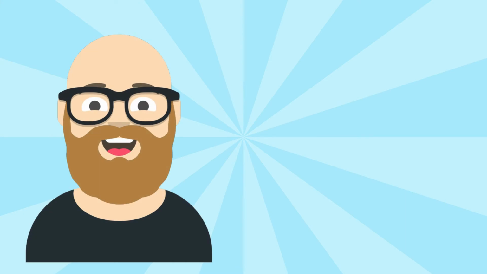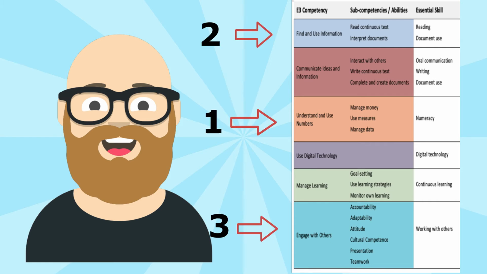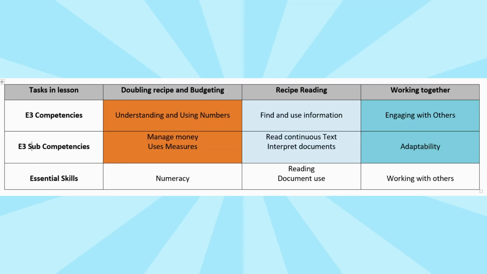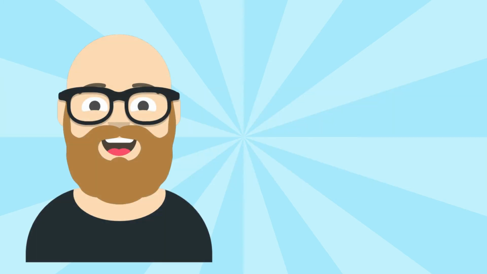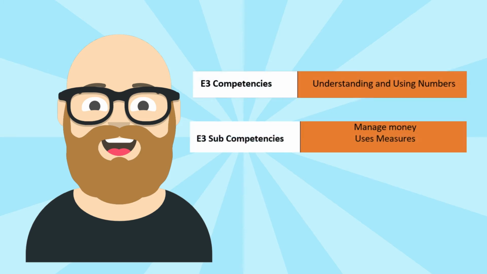Now that we've given you an overview of a lesson, we're going to show you how the new E3 competencies are woven into that lesson. We will illustrate this by using 3 of the E3 competencies. We're going to be using the following chart to also demonstrate how the old essential skills that we used previously compare to the new competencies. The first E3 competency that we will be discussing is understand and use numbers. This can be broken down into sub-competencies and abilities: manage money, uses measures.